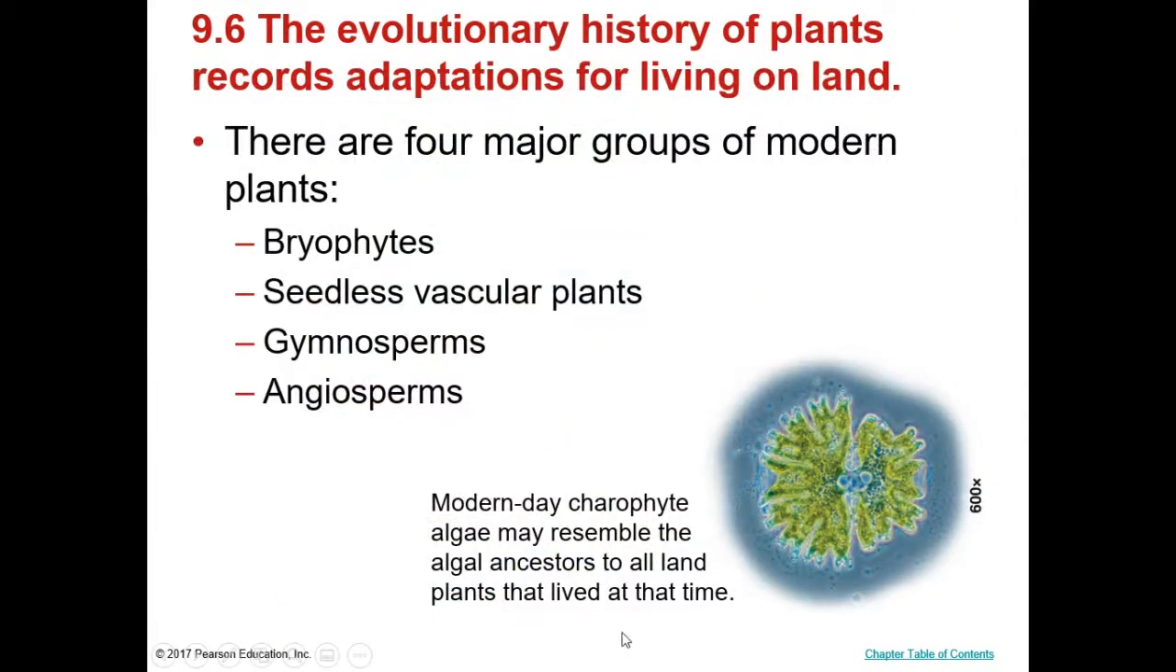There's four major types of modern plants. We have bryophytes, and seedless vascular plants, so plants that contain xylem and phloem, but they don't produce seeds. There's gymnosperms and angiosperms, which are seed plants right here. But the ways in which they produce seed is different. Gymnosperms use cones and angiosperms use flowers.